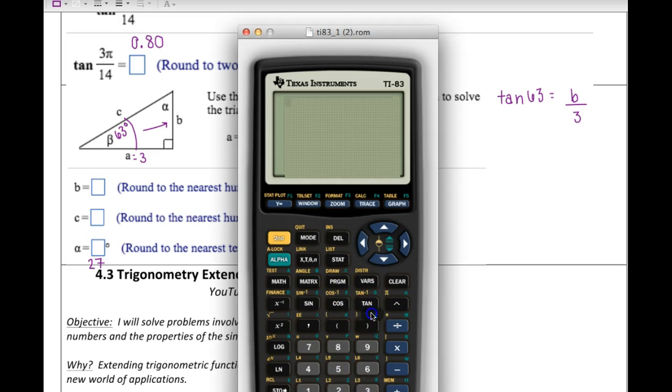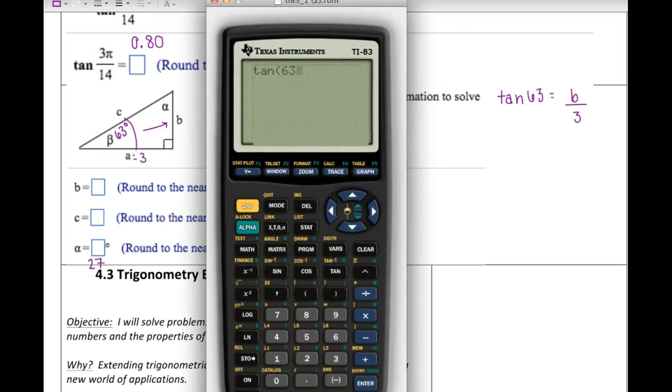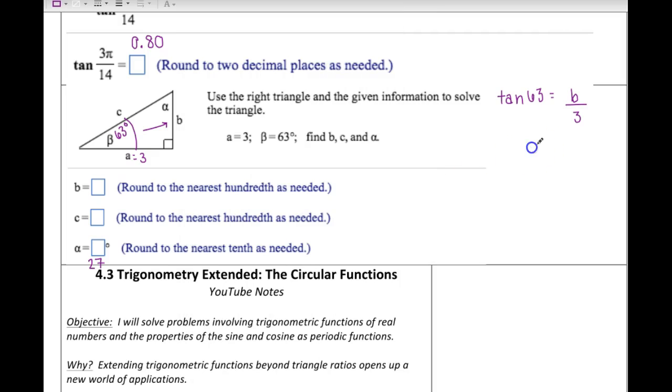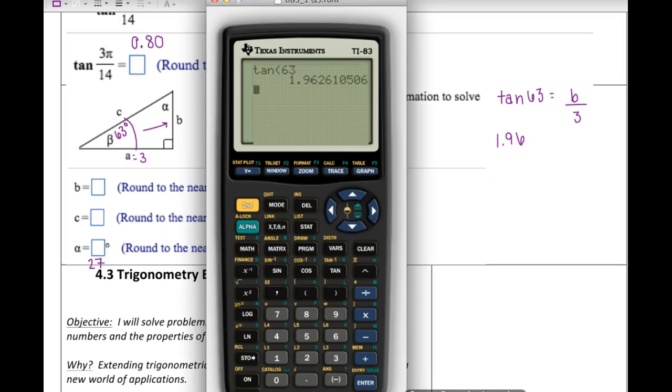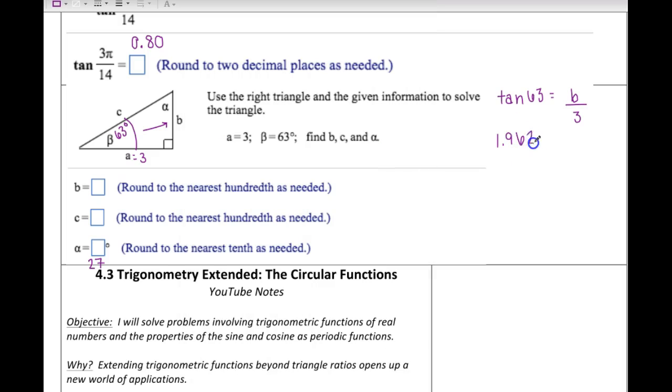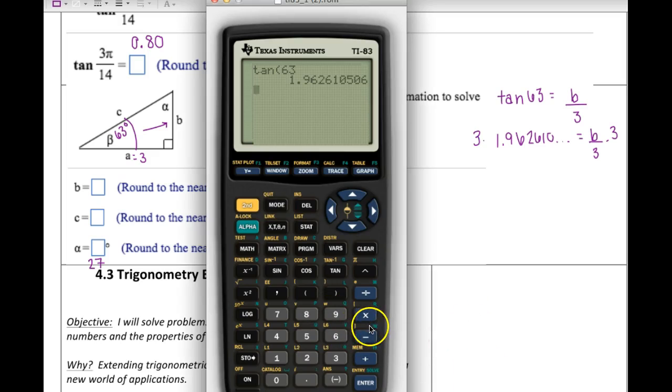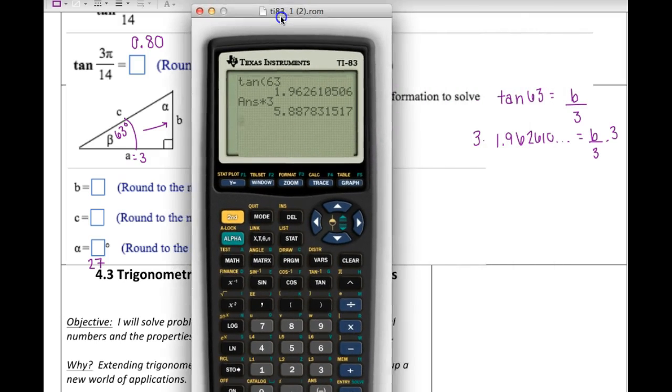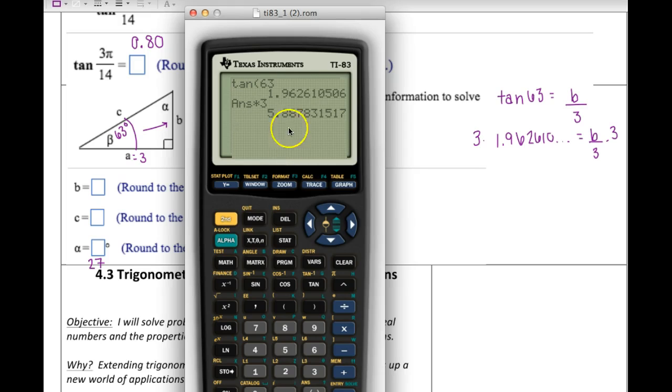So I've got tangent of 63. There we go. And I get this decimal, 1.962610. Okay, so now I'm going to multiply both sides by 3. And that will give me my B. There you go. And they want you to round to the nearest hundredth. So I'm going to have 5.89.